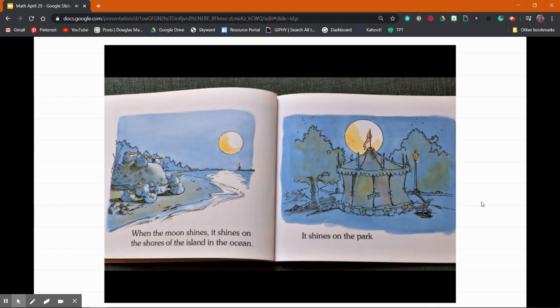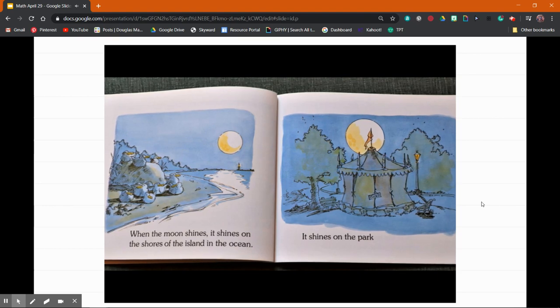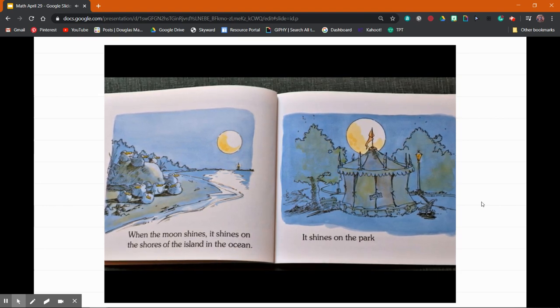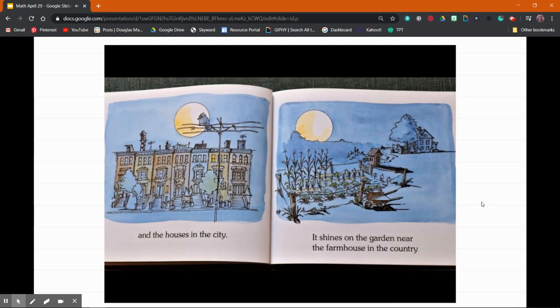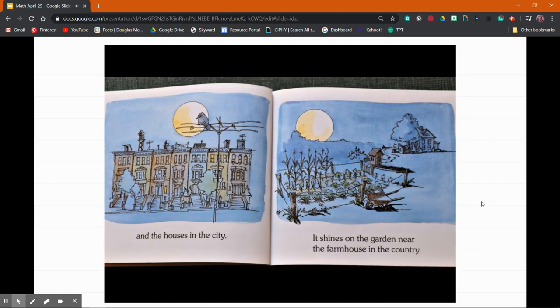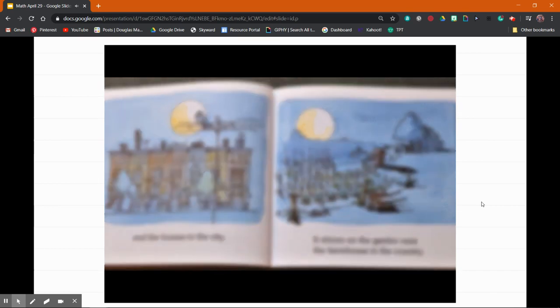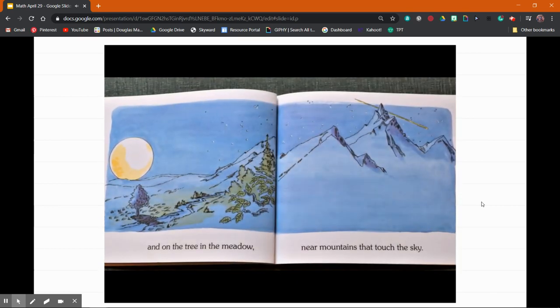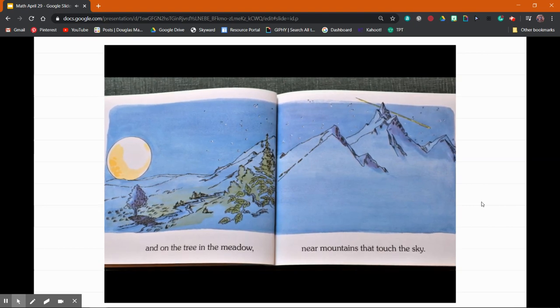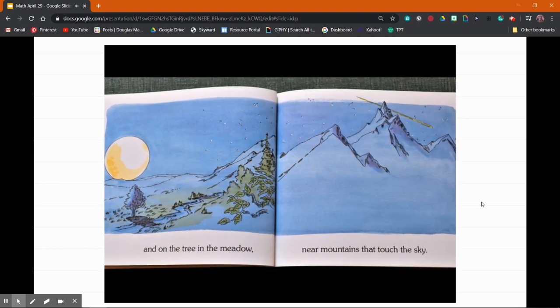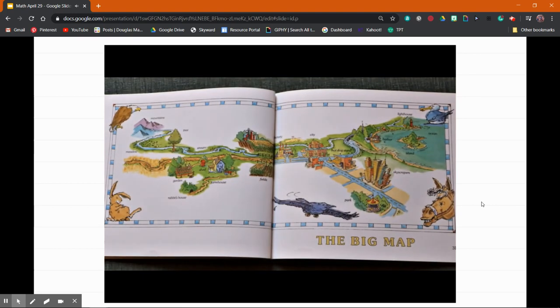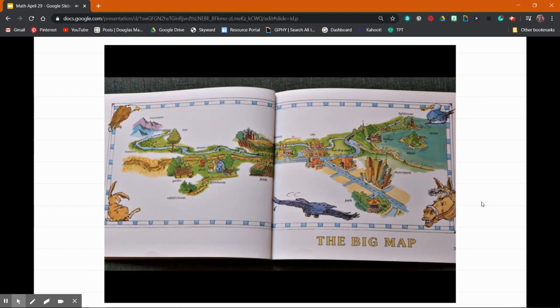When the moon shines, it shines on the shores of the island in the ocean. It shines on the park and the houses in the city. It shines on the garden near the farmhouse in the country, and on the tree in the meadow near the mountains that touch the sky. The big map.